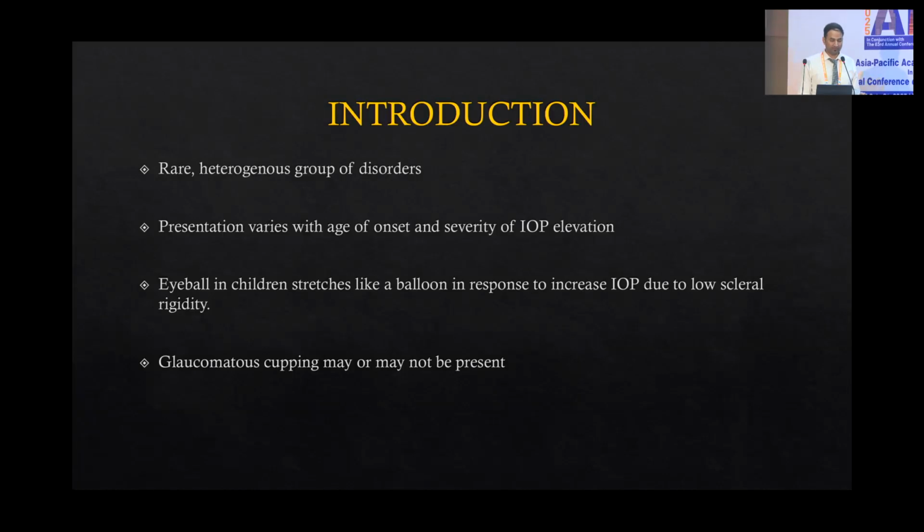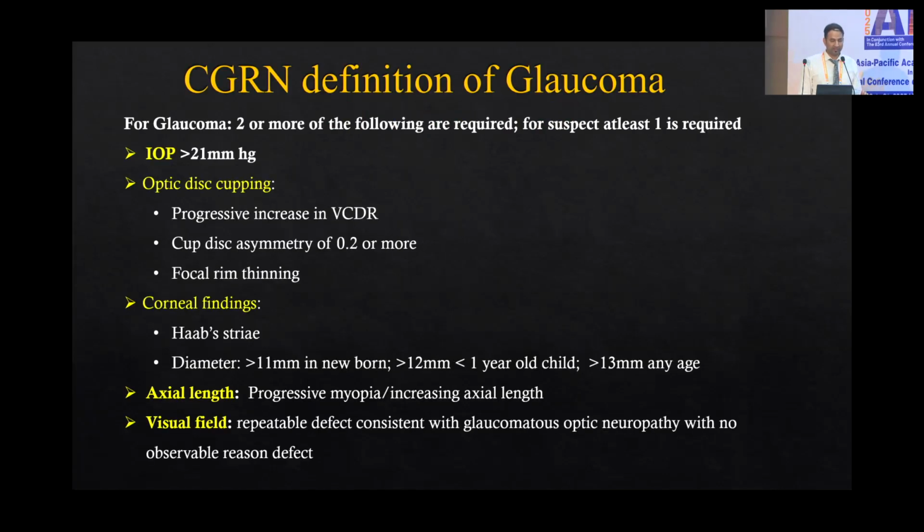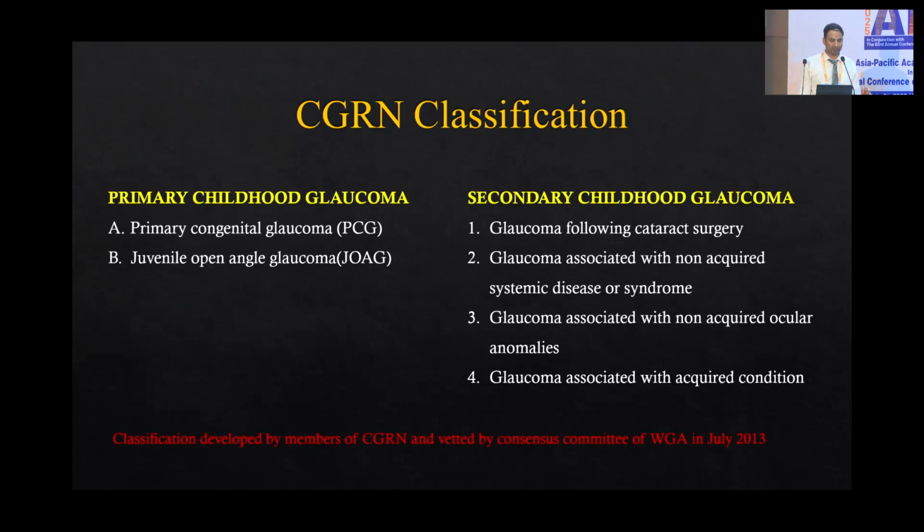In children, the eyeball stretches like a balloon in response to increased IOP due to low scleral rigidity, and glaucomatous cupping may or may not be present. So this is very important in children. Glaucoma is not diagnosed with cupping alone, there are other parameters as well. CGRN defines childhood glaucoma by 5 parameters: IOP, optic disc cupping, corneal findings, axial length, and visual field. Two out of these 5 are required for diagnosis of childhood glaucoma, and if any one of them is present, we need to suspect glaucoma in these cases.